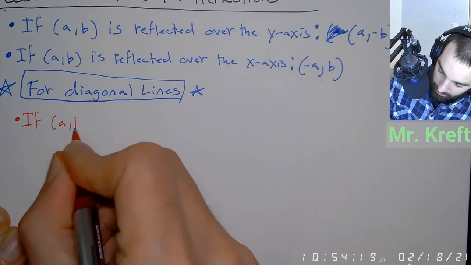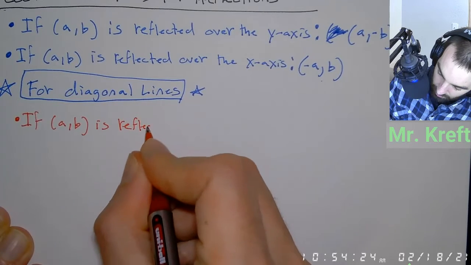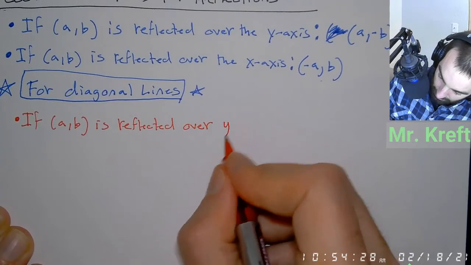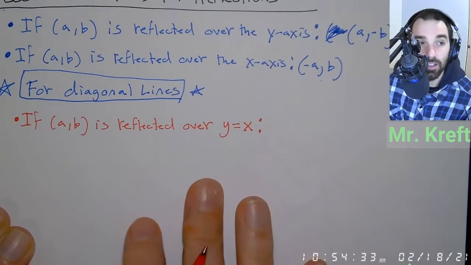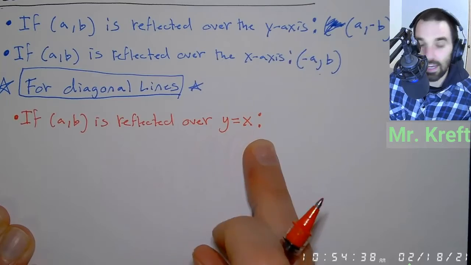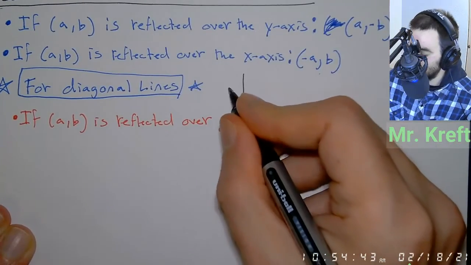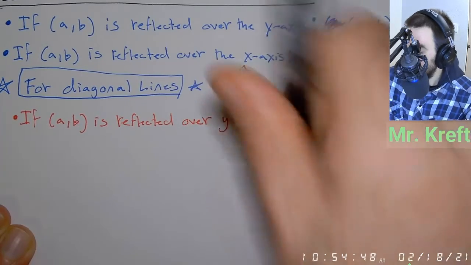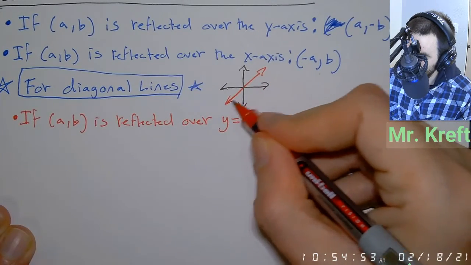If you have a point A, B and it is reflected over y equals x. Okay, so if you have a point A, B and it is reflected over y equals x. Now, if you don't remember what y equals x looks like, I'm just going to draw a quick picture here. Y equals x looks something like this.